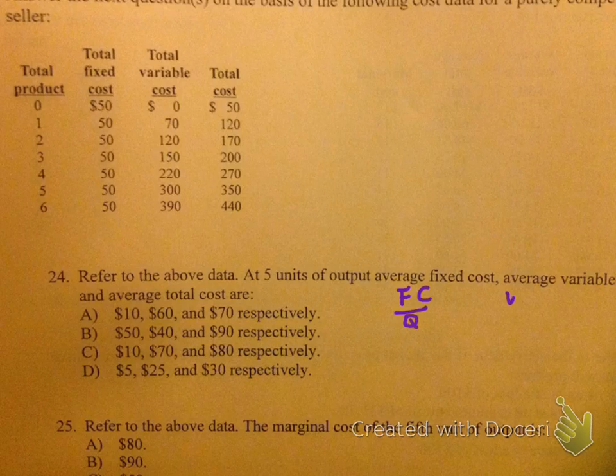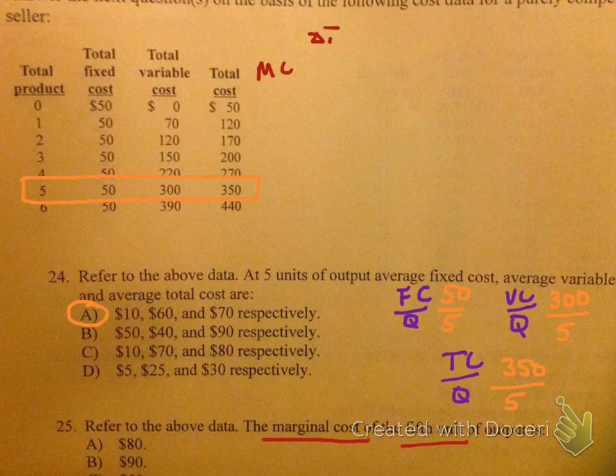All right, on to number 24. For this one, it's pretty easy. It's asking us about average fixed cost, average variable cost, and average total cost. This is just knowing your formulas. So when I calculate those, it gives me $10, $60, and $70 respectively.